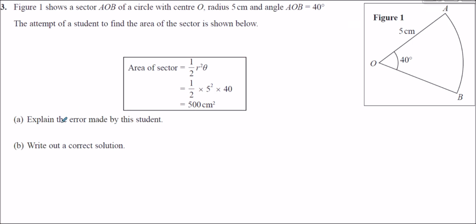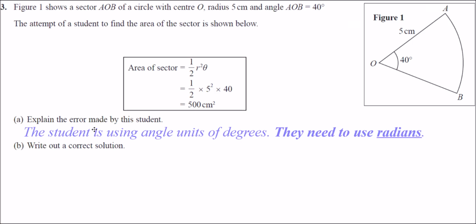However, the question here does say the student's made an error. What is the error made by the student? Well, essentially, what we need to remember is to find the area of the sector, or the length of an arc, using the formula half r squared theta, that will only work when we're measuring the angle in radians. So essentially, the error made by the student is simply that the student is using angle units of degrees. They need to be using radians.